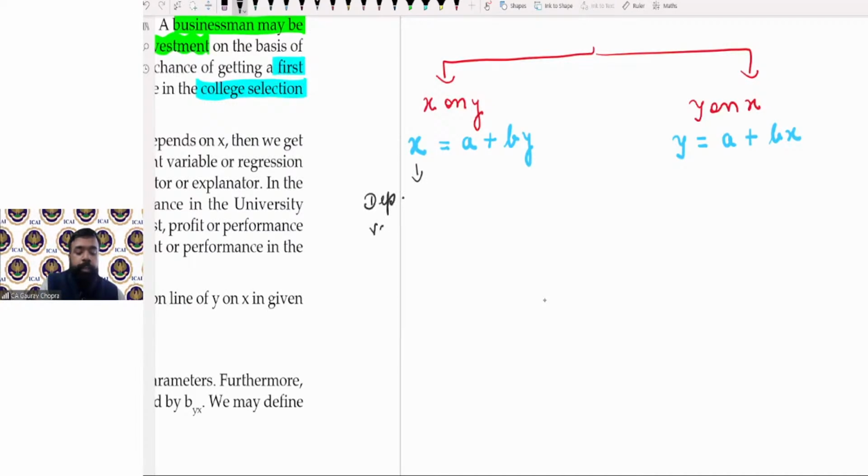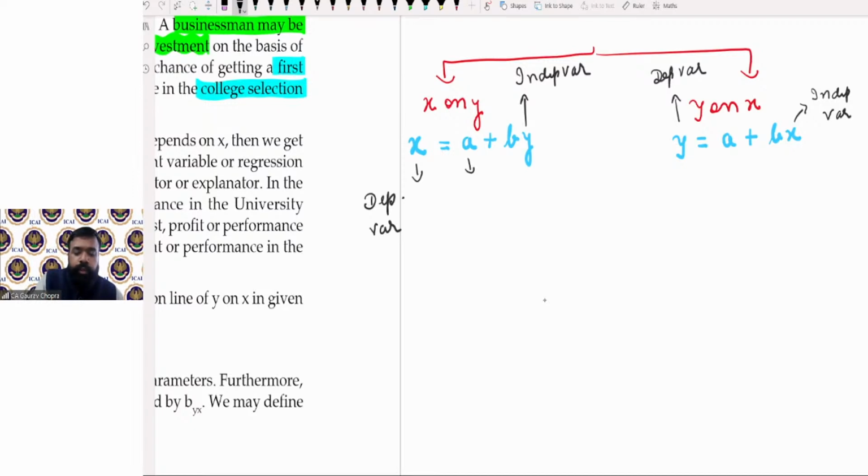X is dependent variable, whereas y is independent variable, because you have to put the value of y here and the value of x will come. In y on x, y is the dependent variable and x is known as independent variable. So y is dependent and x is independent variable.